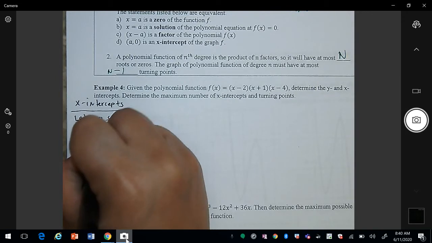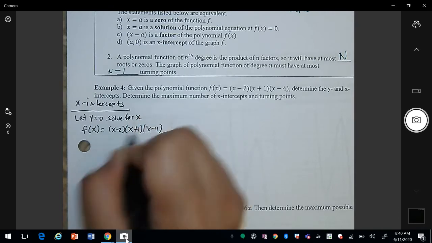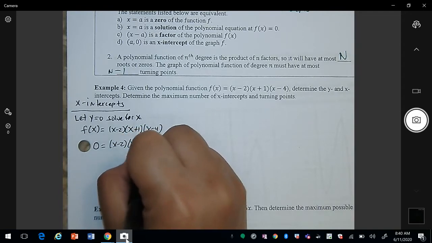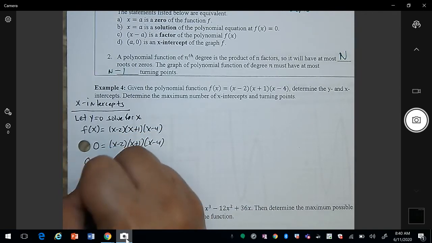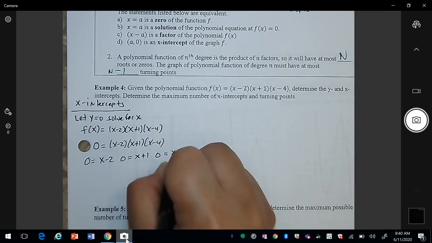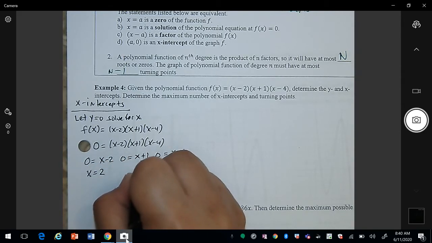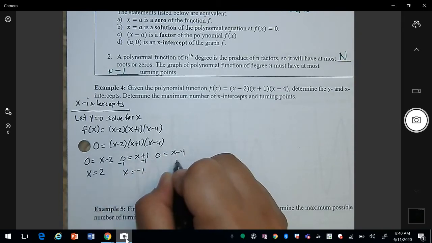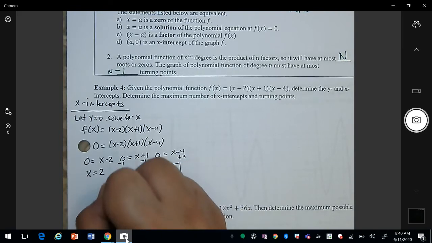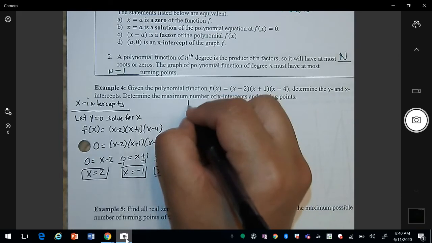So here's my function, and I'm going to let y equal 0. I set each factor equal to 0, since it's already factored out, and I solve for x. I'm going to add 2 on both sides, so I get x equals 2. Subtract 1 on both sides, so I get x equals negative 1. And add 4 on both sides, so we get x equals 4. These are called our zeros, or x-intercepts.